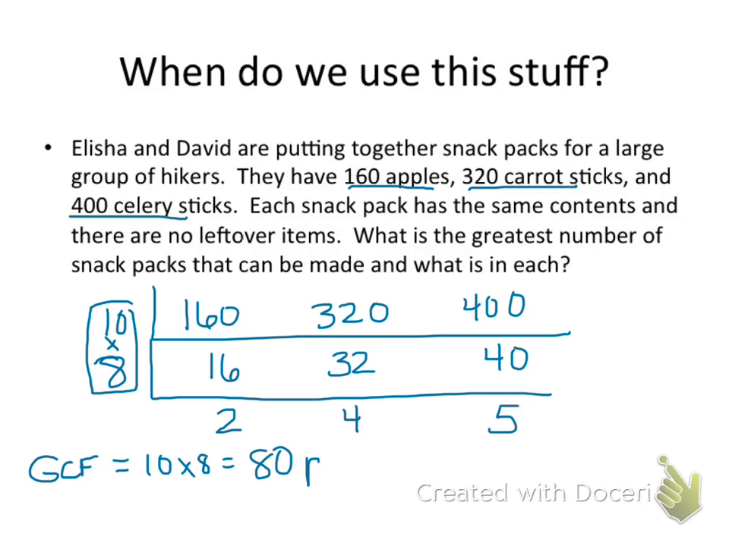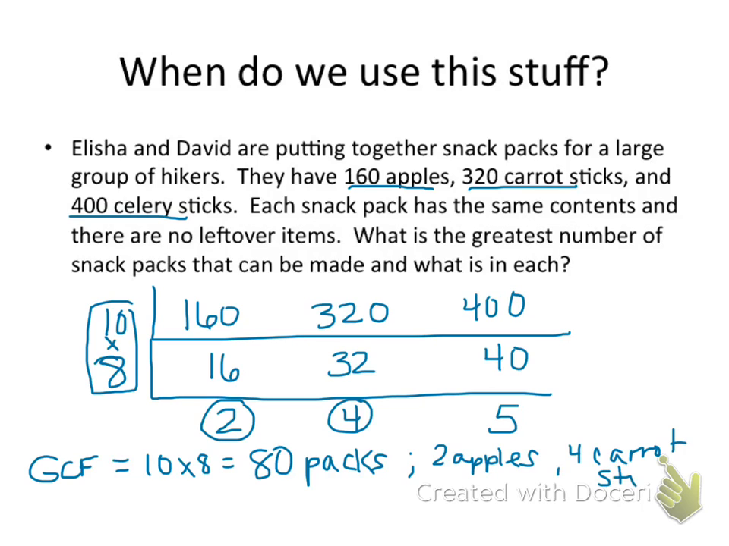We will make 80 packs. And each pack will have 2 apples, because 80 times 2 is 160, 4 carrot sticks, and 5 celery sticks. And they will all be the same.